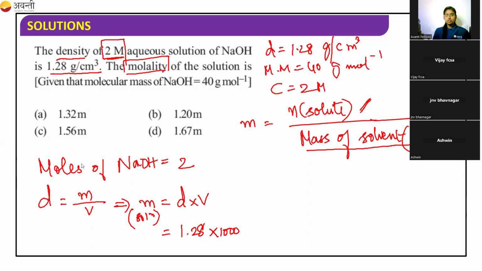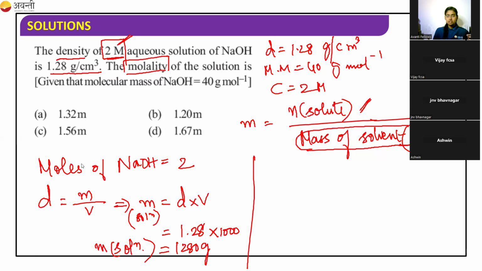What is the meaning of a 2 molar solution? It is given in terms of molarity, so 2 moles of solute is present in 1 liter, that is 1000 ml, of the solution. If we multiply this, we get 1280 gram as the mass of the solution. The mass of the solution is equal to the mass of the solute plus the mass of the solvent. Now we need the mass of the solvent.